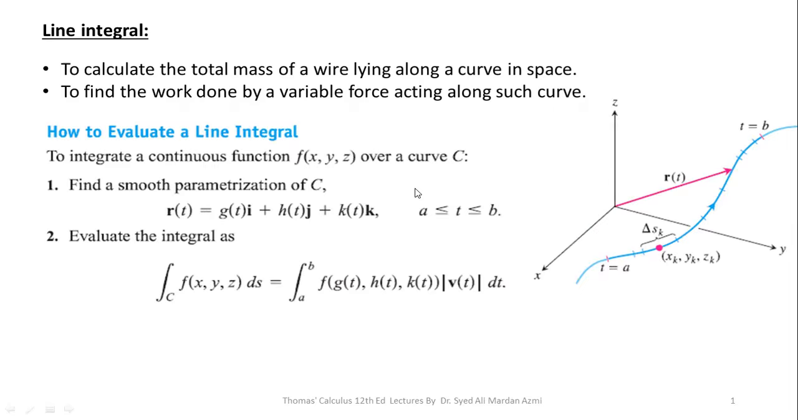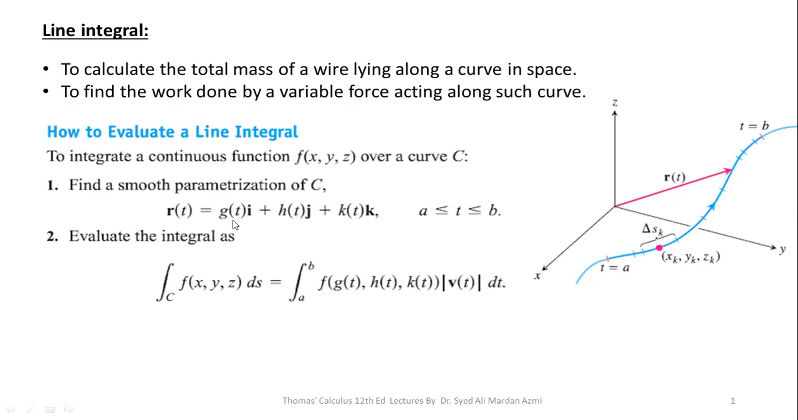How can we calculate a line integral? If we have to integrate a continuous function f of x, y, z, in some cases, just like I have given example here, this function may be a force function, or this function may represent the mass of a small part of this curve or the small part of the wire. Now, if we have to integrate a continuous function f of x, y, z over the curve C in three-dimensional space, then first of all, we will calculate a smooth parameterization of C.